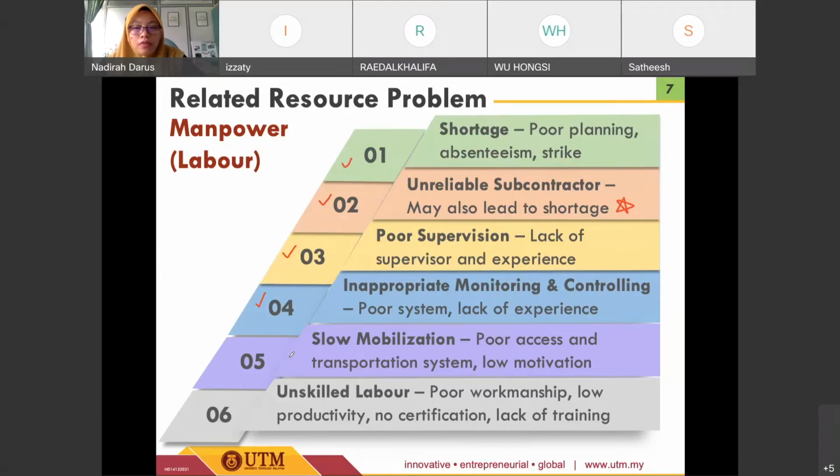Okay, for all of you, you may refer to any other references or journals, reference books, so that you can obtain more information regarding these related resource problems, because I'm sure that up until now, various studies have covered resource management and resource planning. Okay, so you can try to do your own study, your own revision, so that you can gather additional information related to this topic and also to the subtopic. Okay, so that's the related resource problem for the manpower.